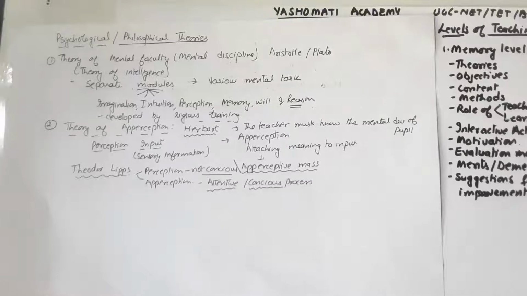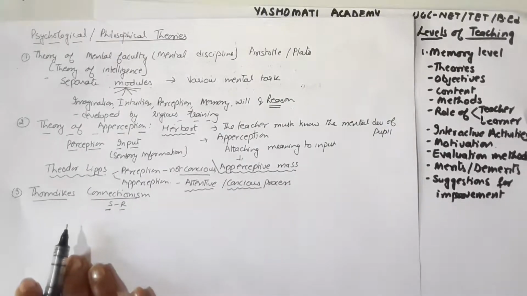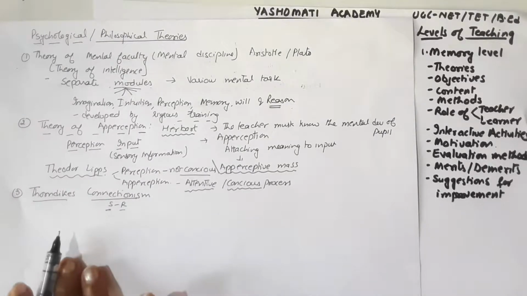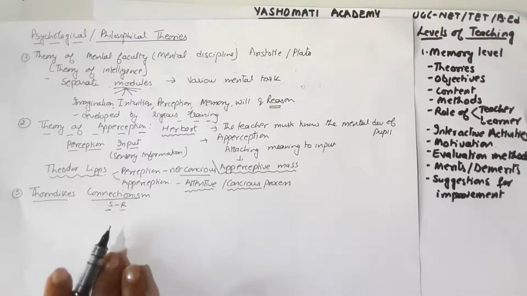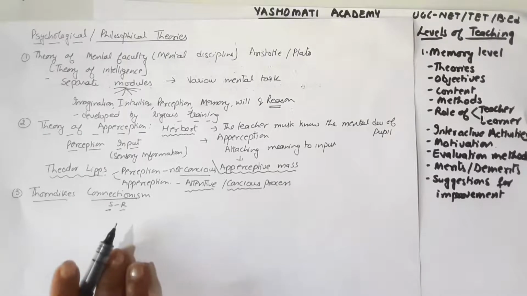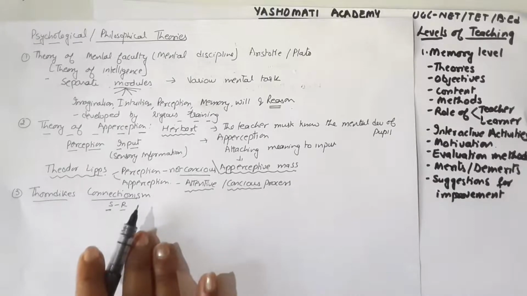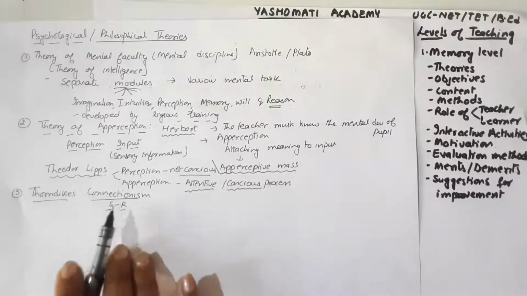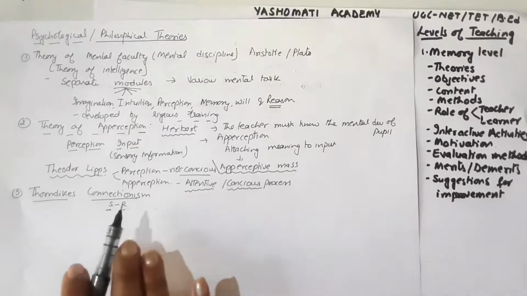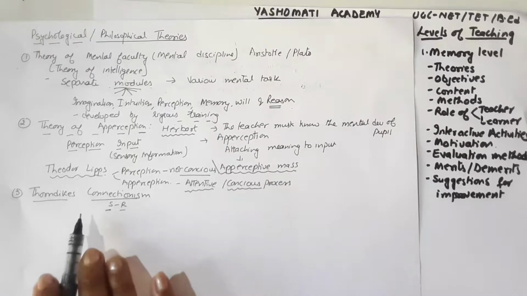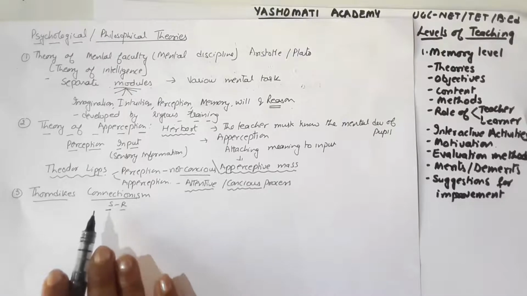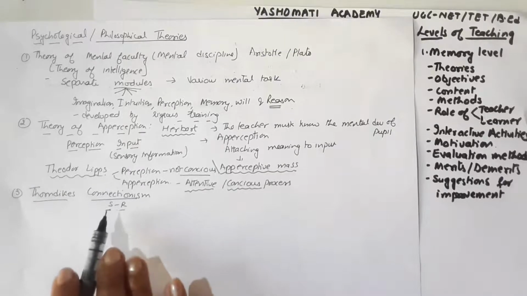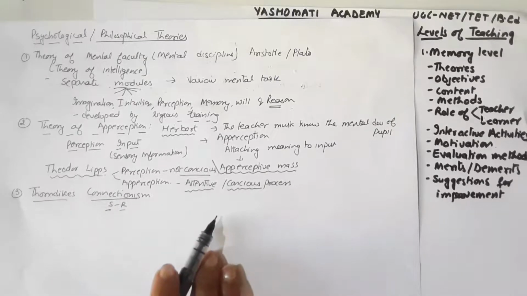previous information. A theory of importance to the memory level of teaching is Thorndike's Connectionism. Thorndike is a well-known psychologist. He proposed this theory, which is called Connectionism. The word Connectionism is related to the formation of a bond between stimulus and response. This theory was proposed in the mid-20th century, and Thorndike is known as the first educational psychologist because this is the first time that the theories of psychology were implemented in the field of education.